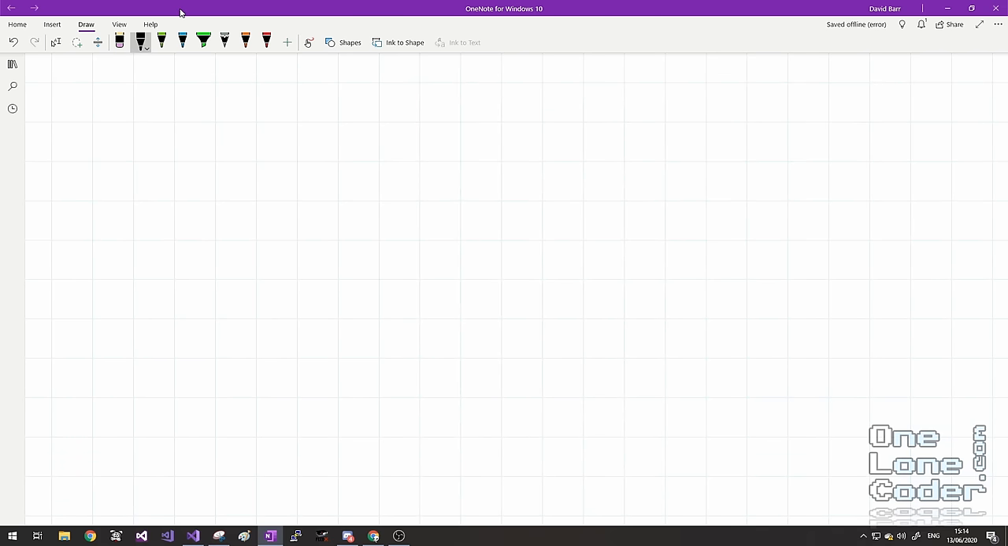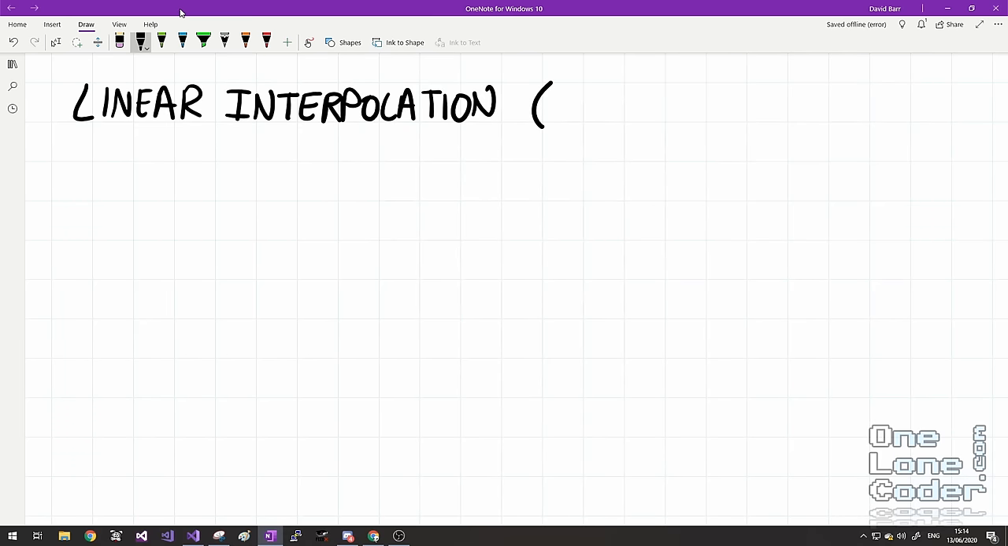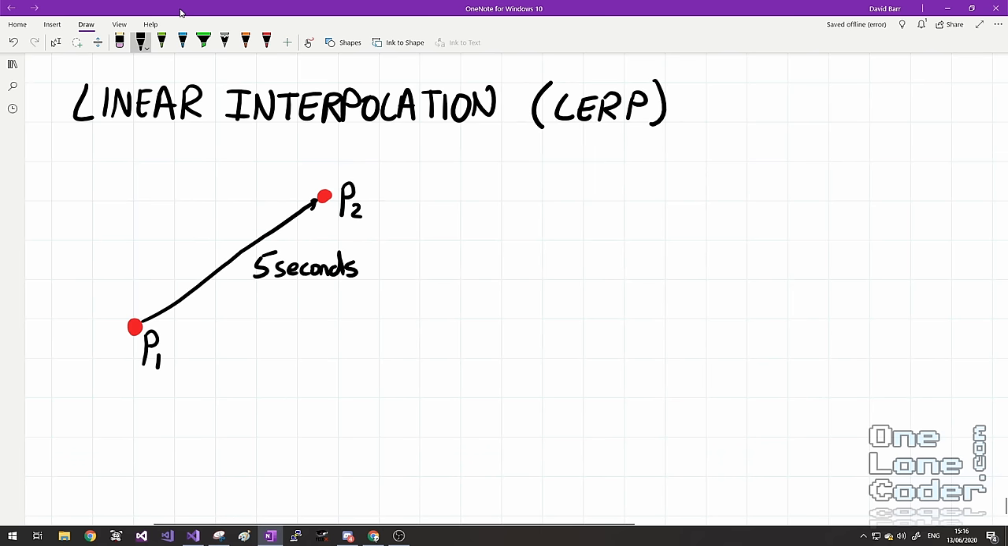Okay, another absolute mathematic essential is linear interpolation. This is also known as LERP for short, or LERPing. Let's assume I have 2 points in space, P1 and P2. And I know that I want to travel from P1 to P2 in precisely 5 seconds. So I want to travel in this direction along that line, and I want it to take me 5 seconds to do so. This means that every frame we're rendering the game, we're going to want to render a slightly different location, somewhere along this line.